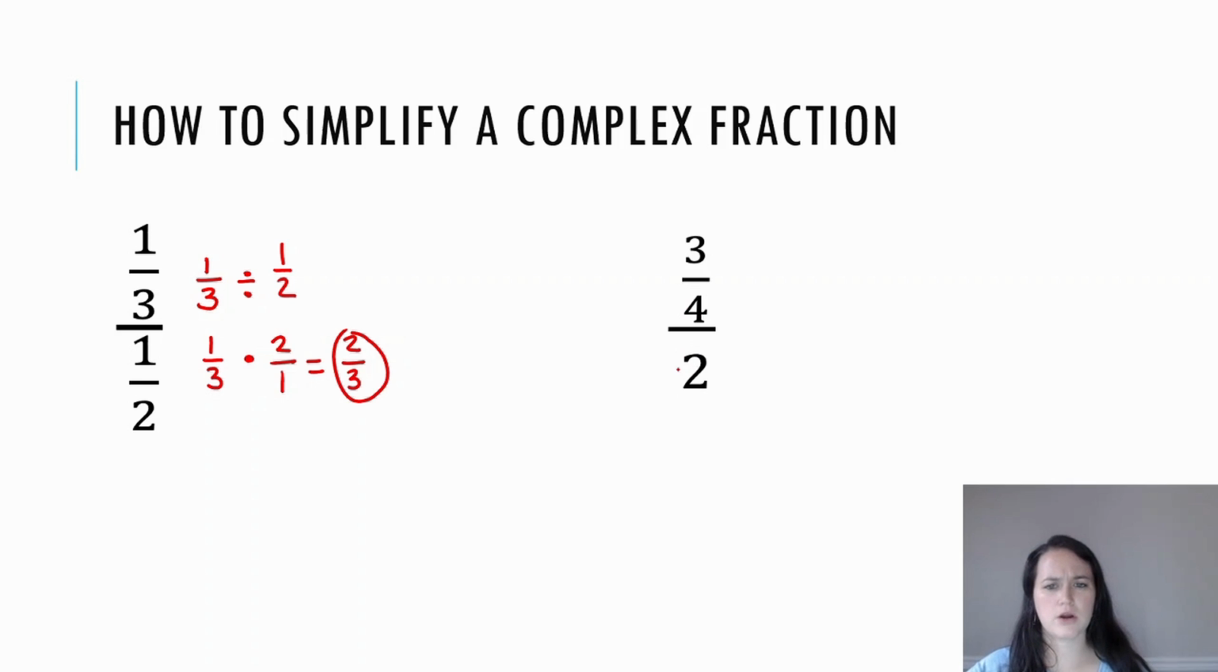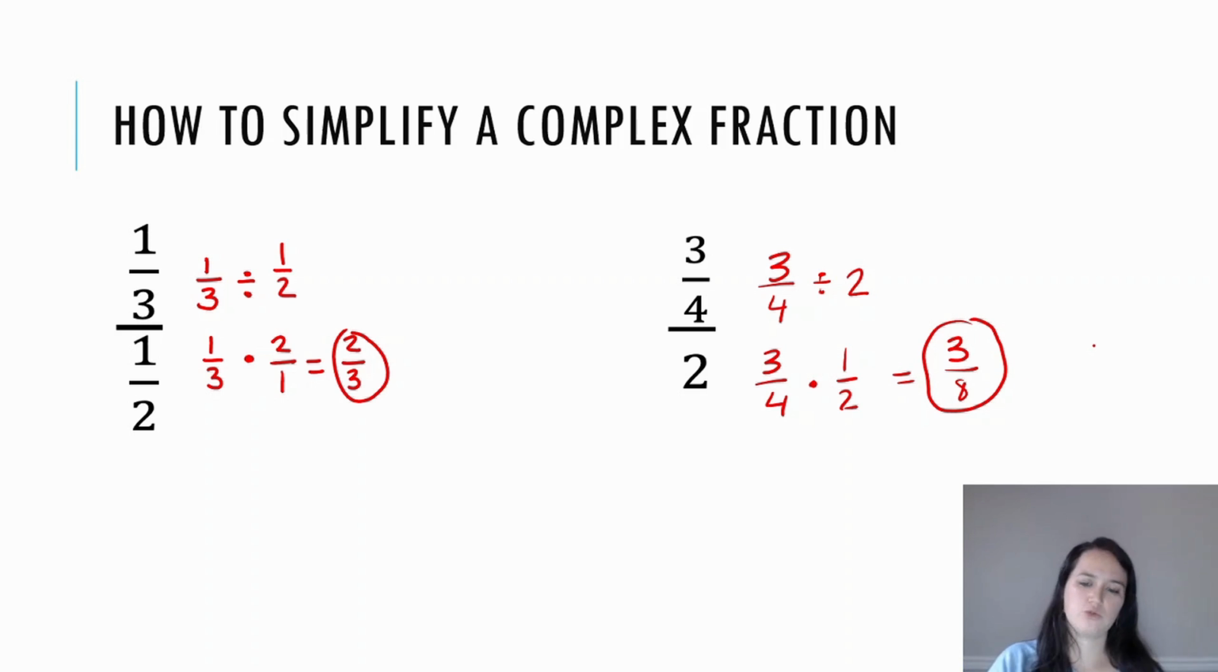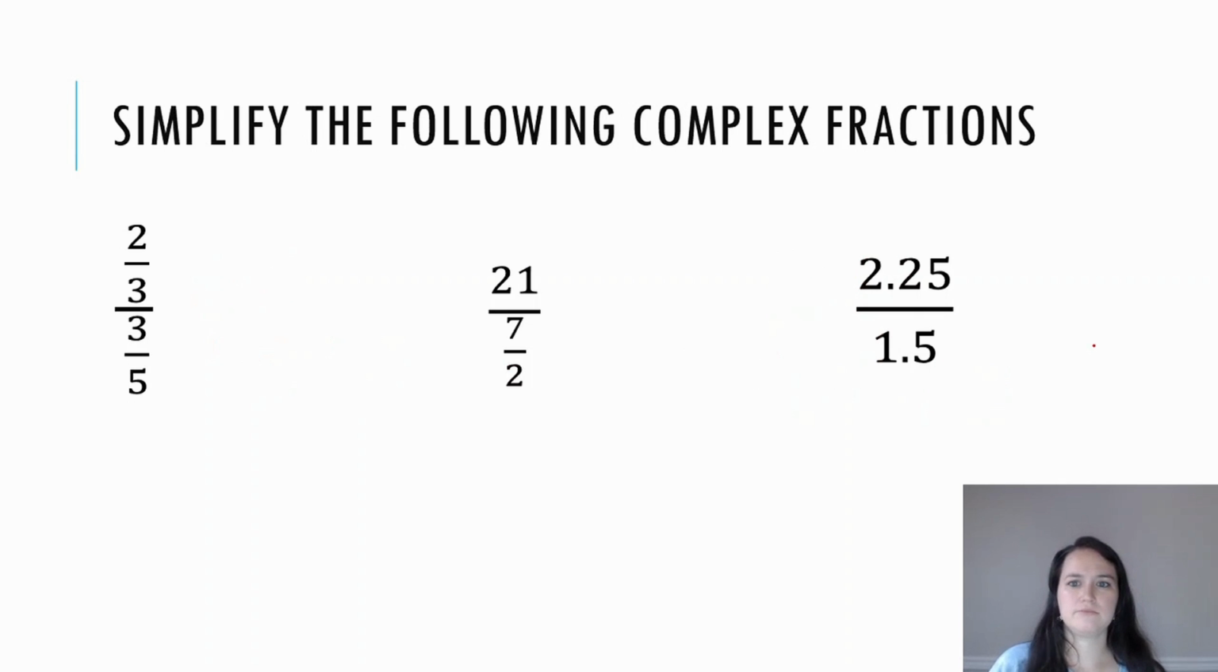Now this one may be harder to tell. I can tell the 2 is bigger, so that's the denominator by itself. So I have 3/4 divided by 2. Keep the first one, change the sign, flip the second one. So multiply across, I get 3/8. And remember, because we're dealing with fractions, if you need to simplify, please do. These were all good.